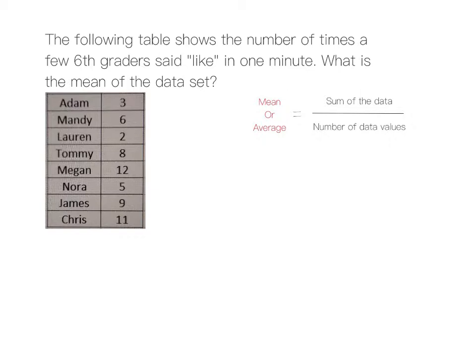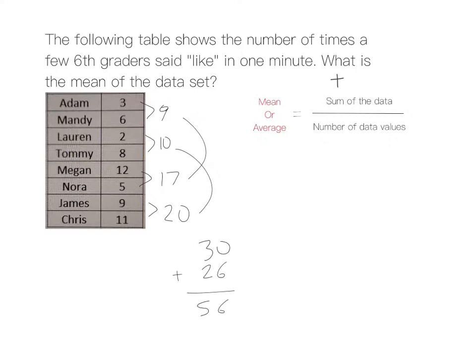Let's keep in mind the mean, or average, is just the sum of the data. Sum meaning we add, right? Divided by the number of data values. So let's take a second and add all these up. I'm getting 9, 10, let's see, 17, and 20. So those two give me 30. 17 and 9 is 27 minus 1, so 26. Add those up, I'm getting 56.